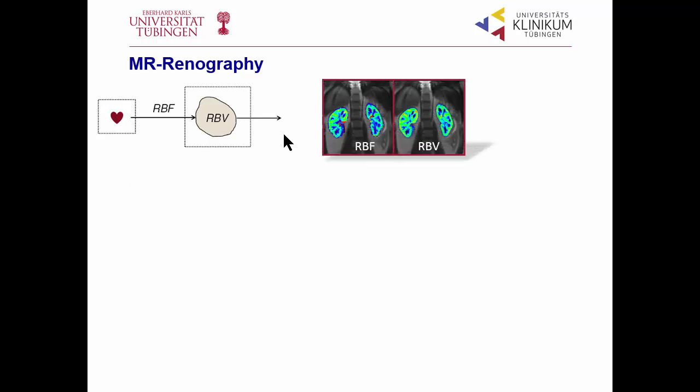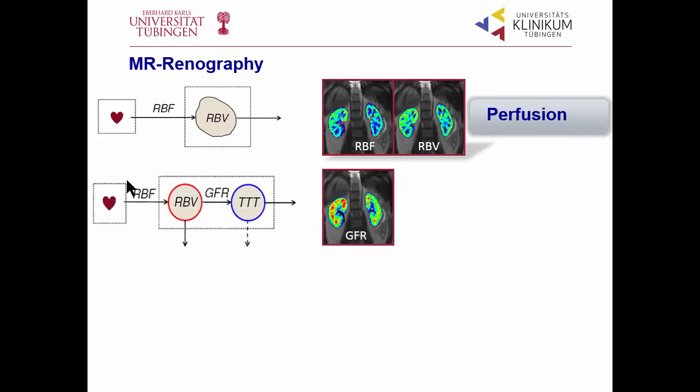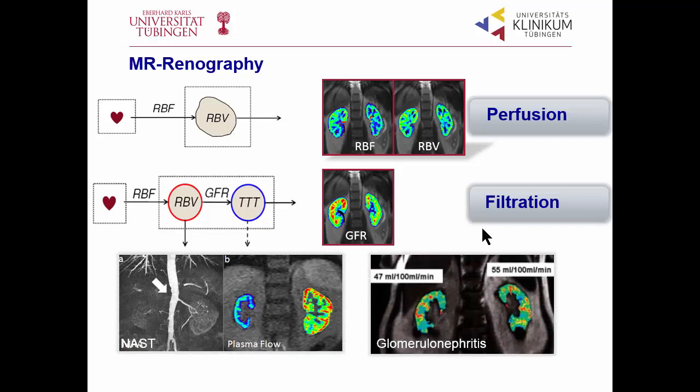We can calculate the blood flow and the blood volume if we know how much contrast agent is in the aorta. If we add another compartment, we can measure the transit from the blood compartment into the tubular compartment, which is basically the glomerular filtration rate, which is our biomarker for renal function. And we can do this in a topographic style, and we can measure the single-site renal function.